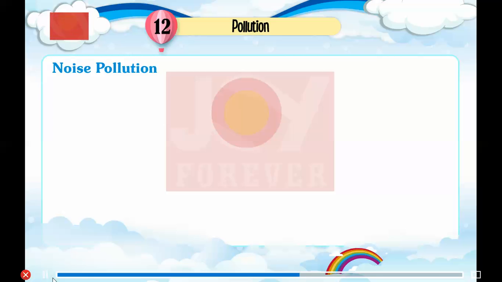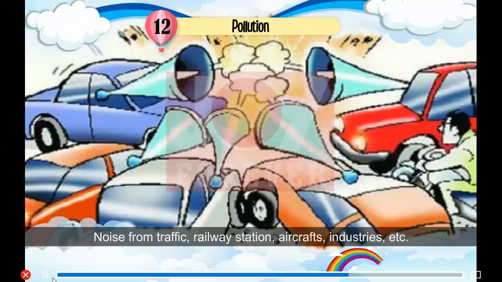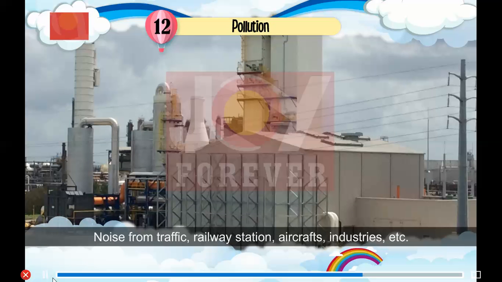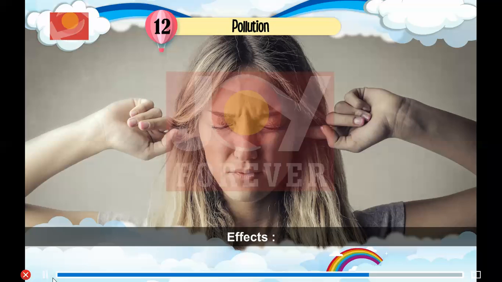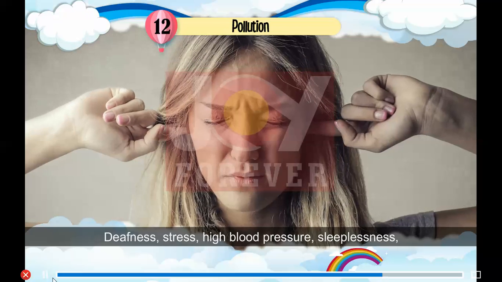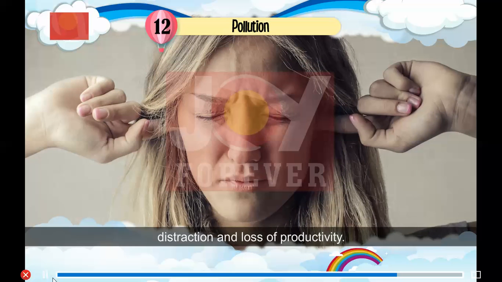Noise pollution. Noise pollution is excessive, displeasing human, animal, or machine created environmental noise that disrupts the activity or balance of human or animal life. Sources: noise from traffic, railway station, aircrafts, industries, etc. Effects: deafness, stress, high blood pressure, sleeplessness, distraction, and loss of productivity.